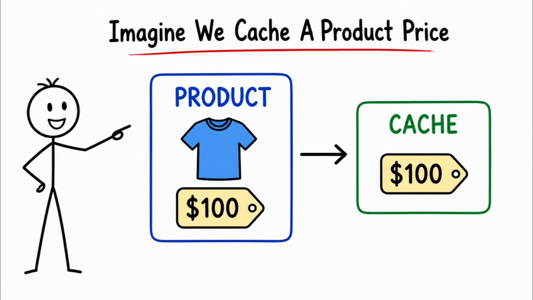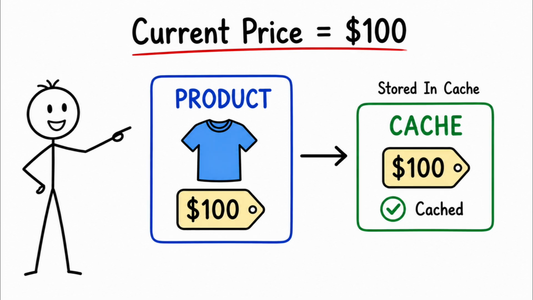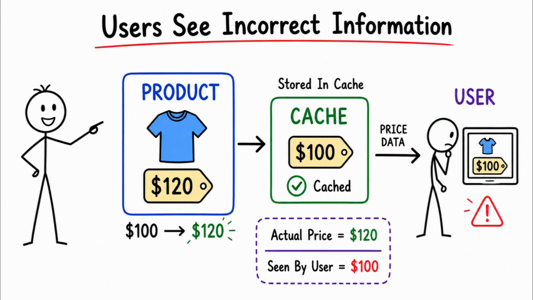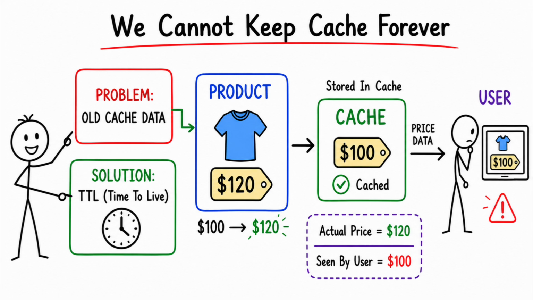Imagine we cache a product price. Right now the price is $100. The cache stores that value. Everything looks fine. But what if tomorrow the price changes? Now the real price becomes $120. But the cache still contains $100. Users are now seeing incorrect information. That is a problem. So we cannot keep cache data forever. At some point, old data must disappear.